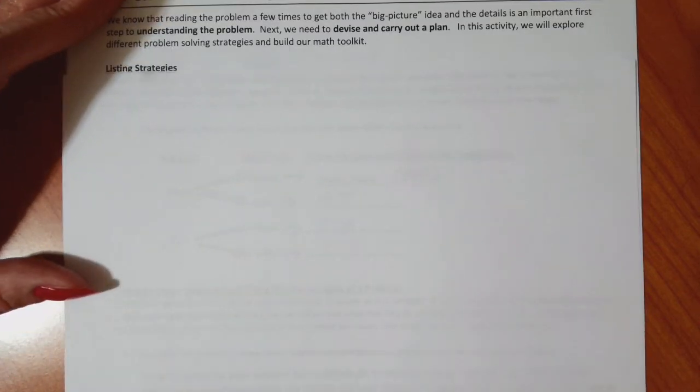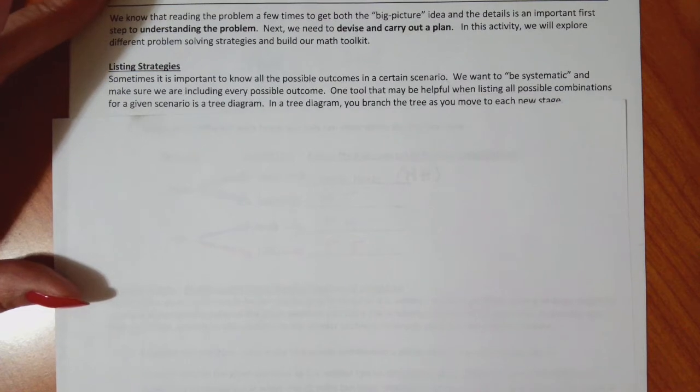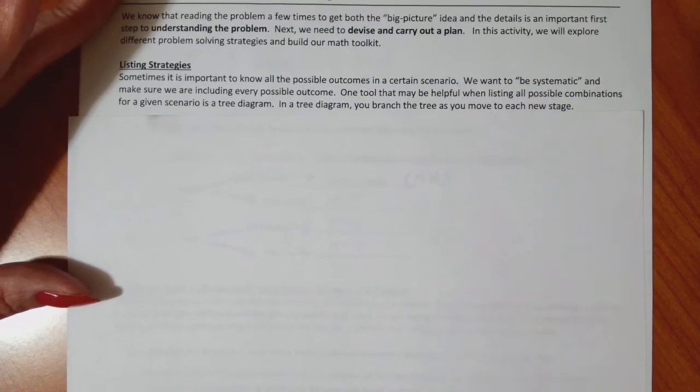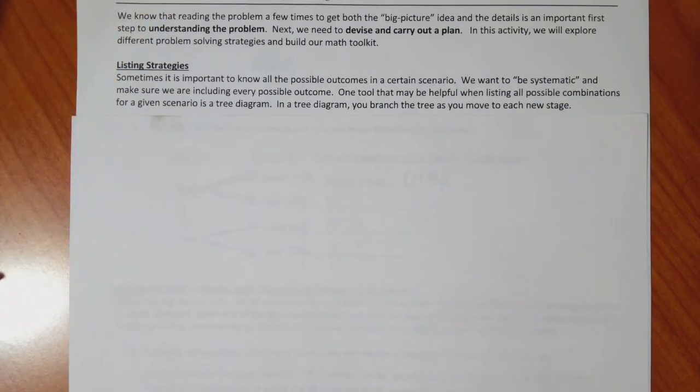All right, so we're going to start out with listing strategies. We want to be systematic about things, and so make sure we include every outcome. It's really easy, if we don't have a systematic way of doing something, to miss a potential outcome.